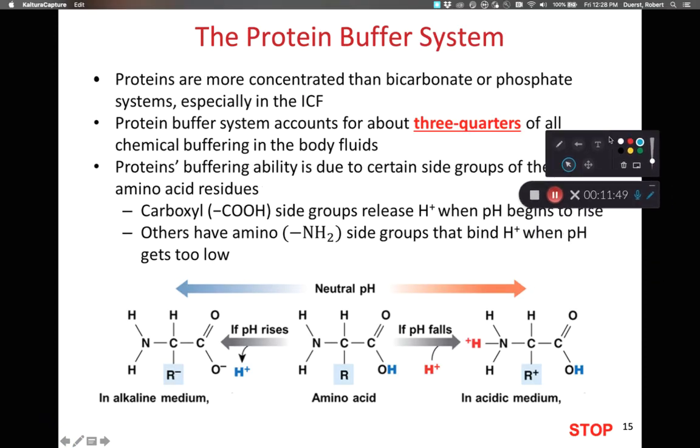So we're going to stop here with protein-based buffers. We talked about the bicarbonate, the phosphate, and the protein-based chemical buffering systems.